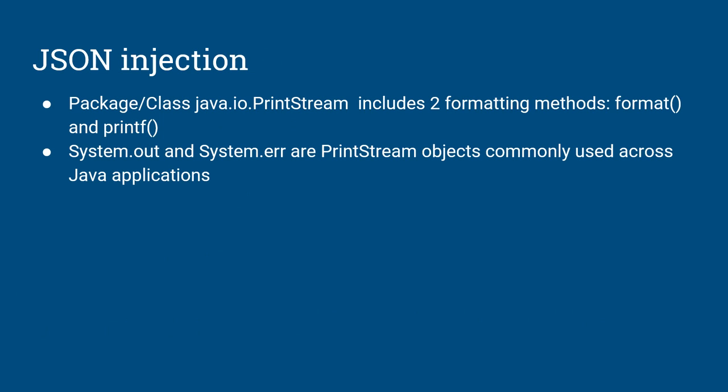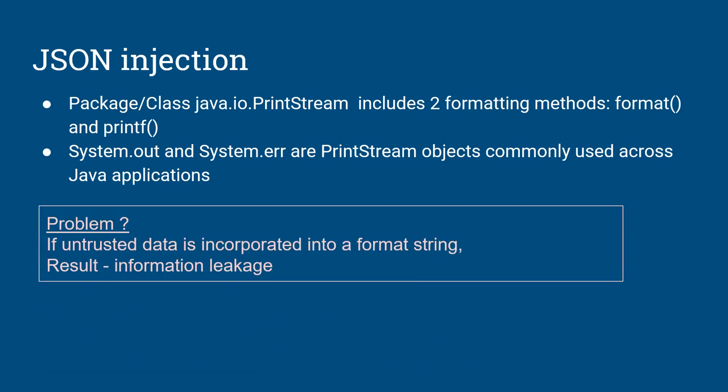JSON injection. It is difficult to focus on any one particular type of JSON injection, so we are going to just take a look at the receiving of untrusted data and how we can protect our application from that data. So in this example, we have exclude sanitized user input from format strings. We basically have in the package class of Java IOStream two formatting methods, format and printf. Now realize that system out and system are print stream objects that are very commonly used across Java applications. The point here is that if untrusted data is incorporated into a format string, it can actually lead to information leakage. We are going to see an example of that in a moment.